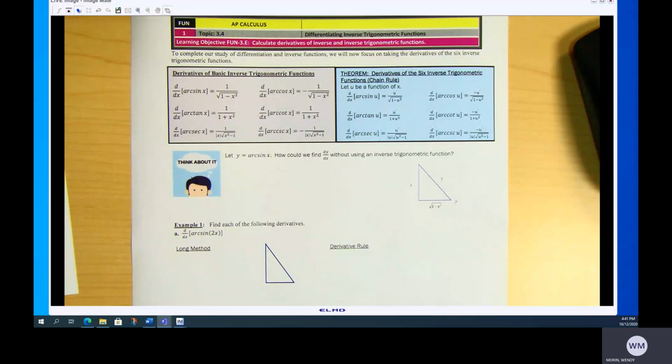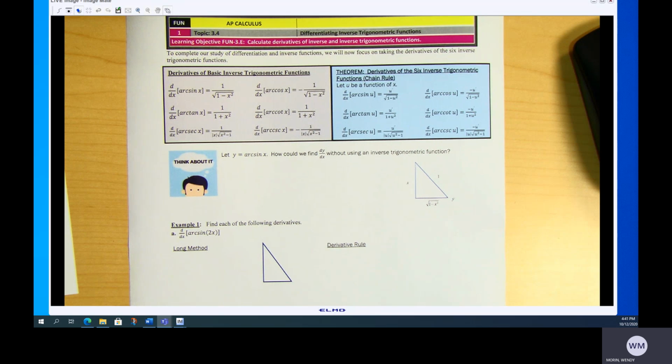Okay, this section is the last of the derivative rules that you need to memorize. It is the inverse trig function derivative rules. Now, unfortunately, they are one of the hardest to memorize, and they are the least likely to occur on the actual AP exam. You never know, so we have to go through them.